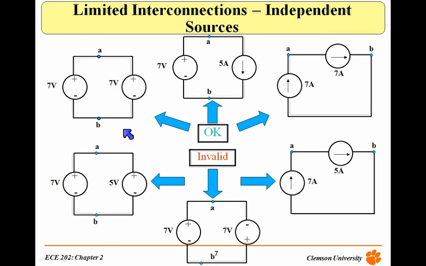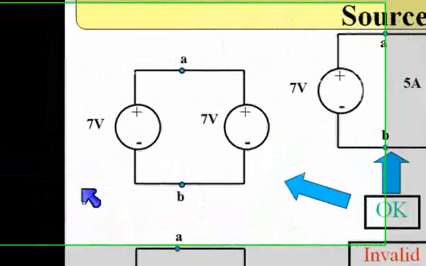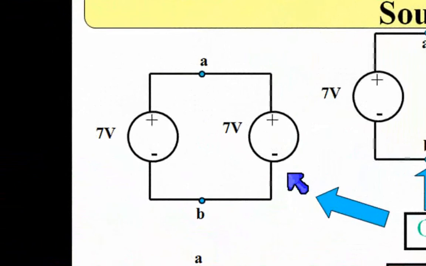Let's say I have two 7-volt voltage sources. Maybe they're batteries. I don't know. They're voltage sources. And we connect them in a circuit like this. There's node A, there's node B. Now, is that okay? Well, why would you want to do that? Well, right now, let's not worry about why you might want to do that. But does it make sense?